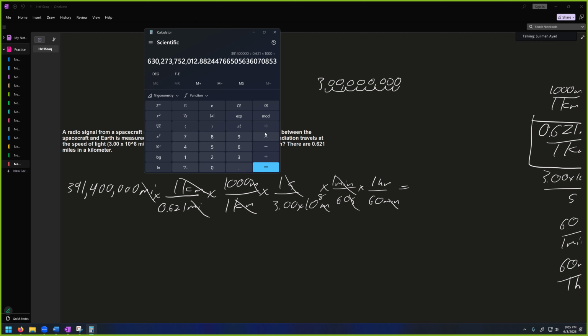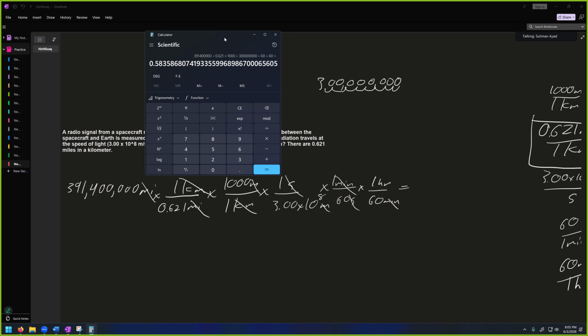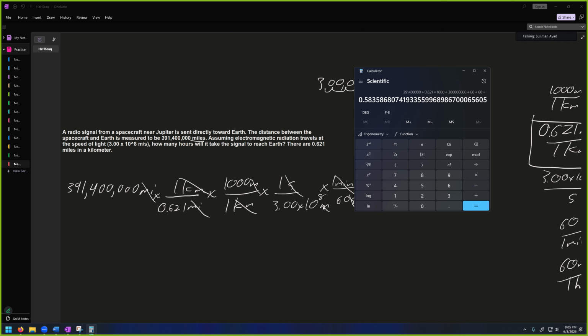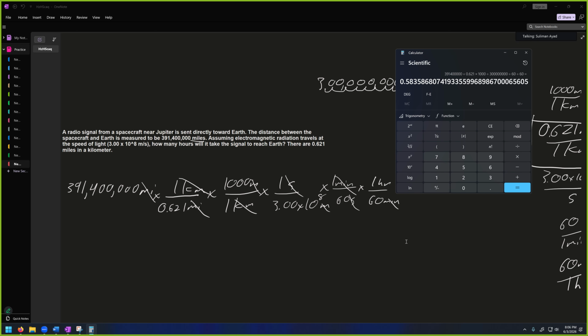And so then this value divided by 300,000,000, and then divided by 60, and then divided by 60 again. And then I hit enter, and we find the exact amount of time. So at the speed of light, it takes a little bit more than a half an hour for the signal to reach Earth.